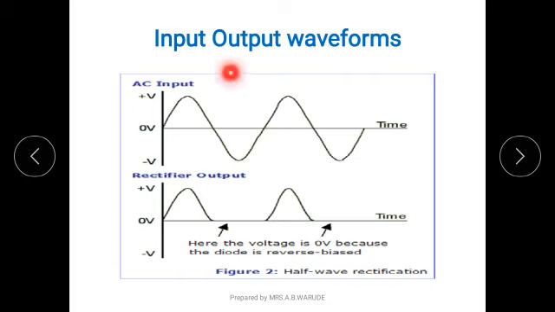And these are the input and output waveforms. This first waveform is the input waveform. Here both the positive and negative half cycles together are called one full waveform. But when we find the output of the half wave rectifier, it is observed that it works only in the positive half cycle. During the negative half cycle, the diode is in reverse bias, and therefore there is no voltage across that negative half cycle. It blocks the negative half cycle.